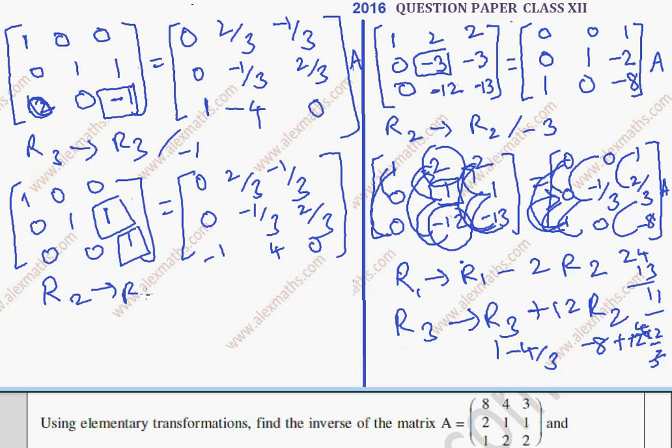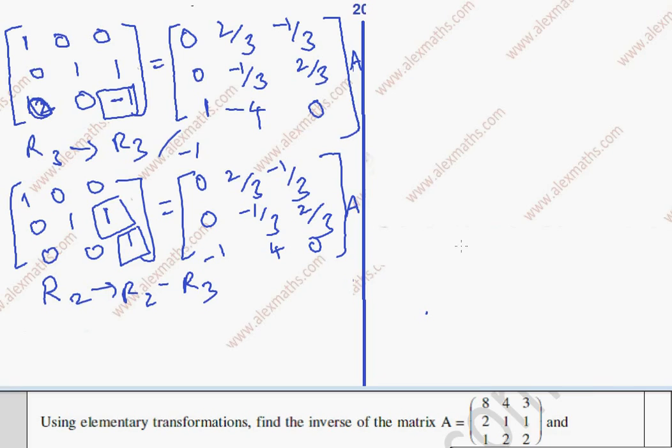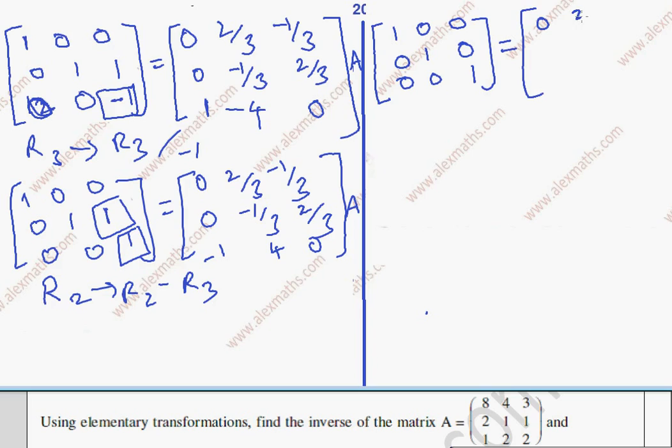R2 gives R2 minus R3. Okay. So I'll do it here. Now R1 we will write as it is, that is 1 0 0. R2 is R2 minus R3. So that is going to be 0, 1, 0. Then the last row as it is. Now again R1 we write as it is.